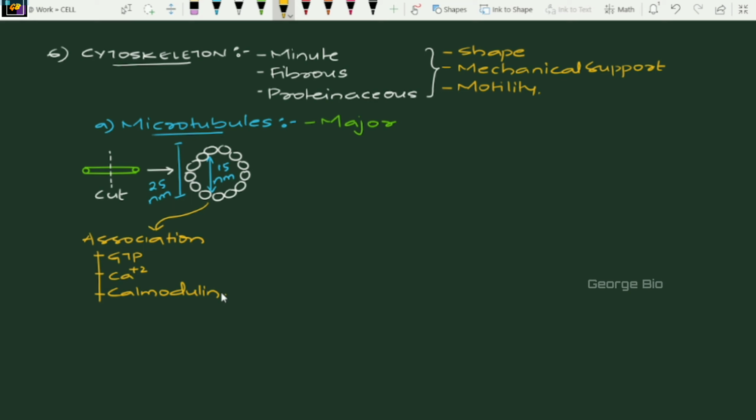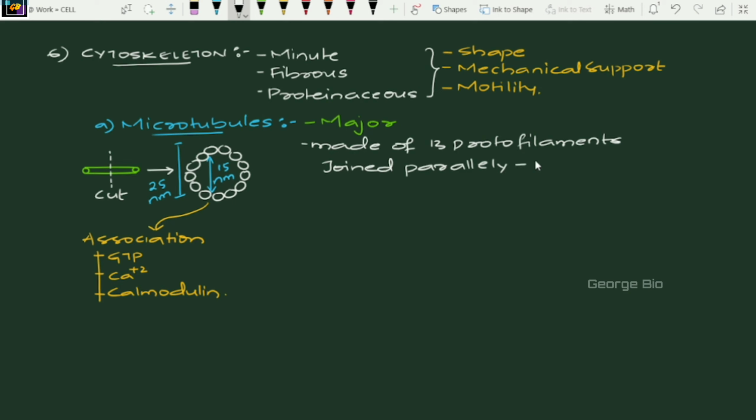Now this microtubule, what we said, is made of 13 protofilaments. How are they joined? They are joined parallelly, side by side, for making what? For making a hollow tube. And this hollow tube that is made is called microtubule. And this microtubule is made of a specific protein which is non-contractile. Non-contractile protein is involved.